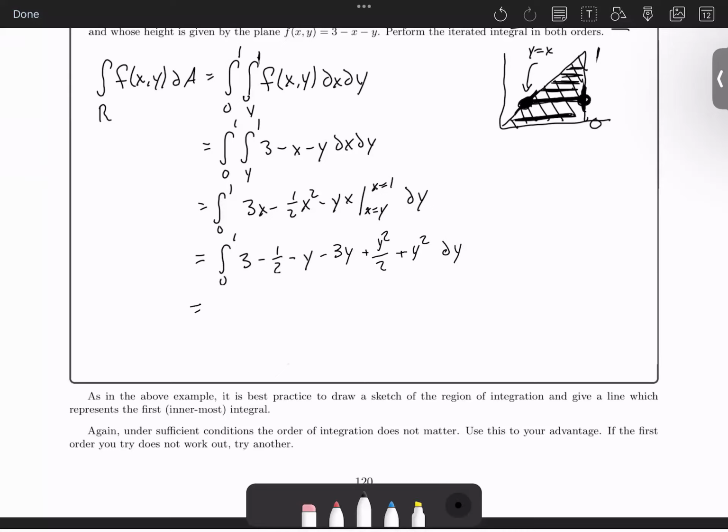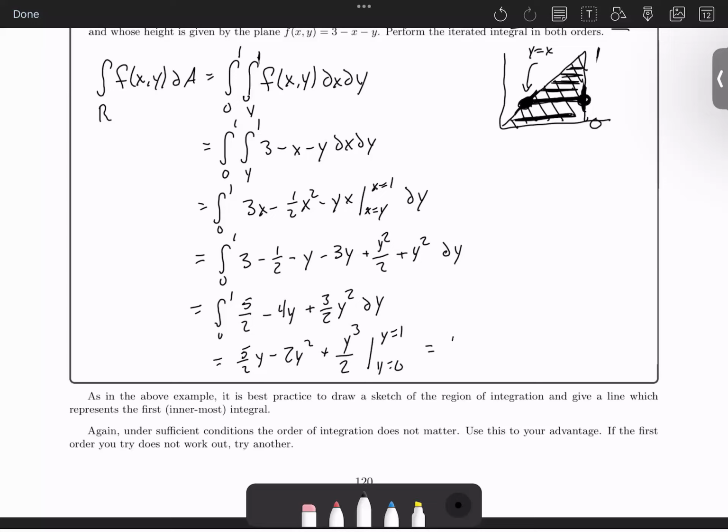Okay. Let's go ahead and clean that up before we integrate, make it easier on ourselves. This is going to simplify as 5 over 2 minus 4y plus 3/2 y squared, which when we integrate in the y variable, we're going to get 5/2 y minus 2y squared plus y cubed over 2, which we will evaluate between y is equal to 0 and y is equal to 1. Now, when you do this, you get 1, which is what the other order of integration told us.